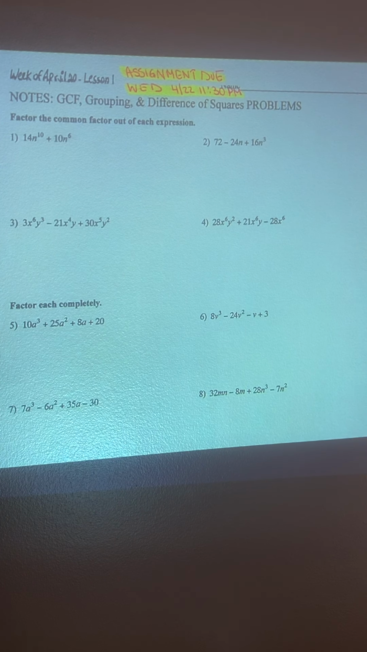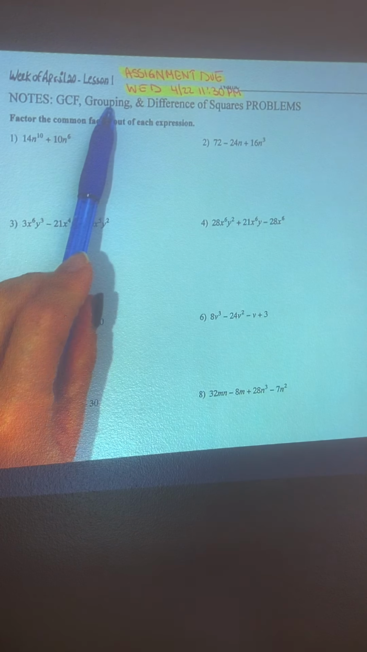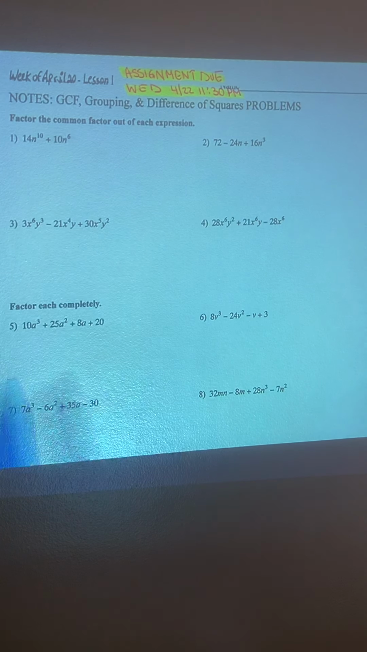Good morning. Today we're going to start reviewing by factoring. The first part we're going to do is notes having to do with pulling out a GCF, factor by grouping, and factor by difference of squares.